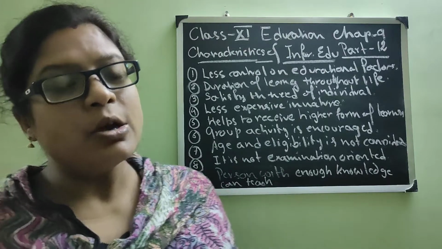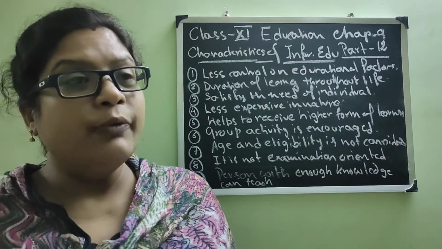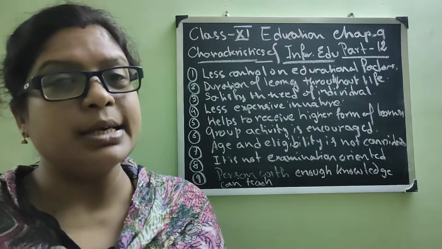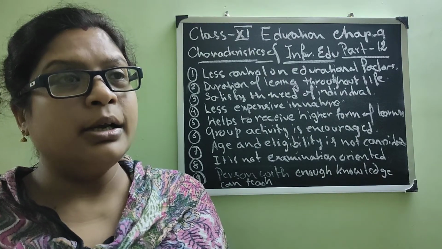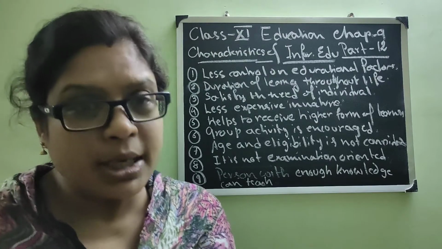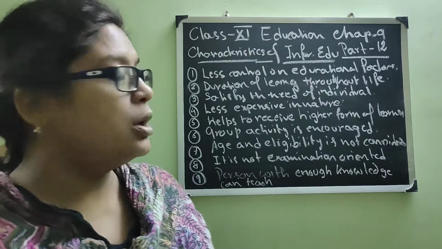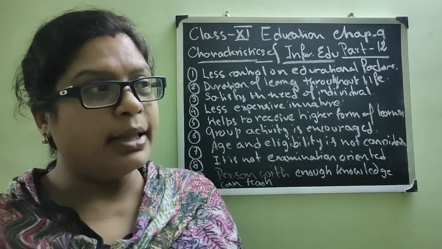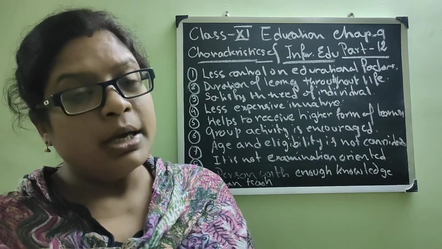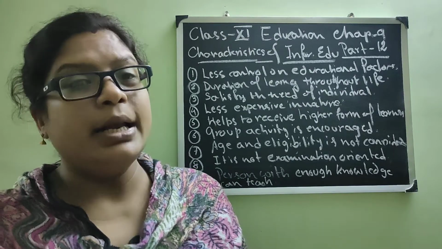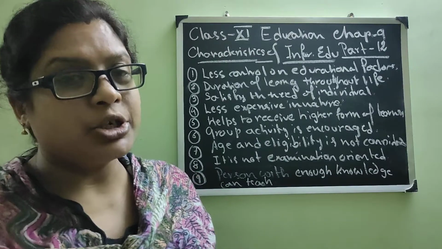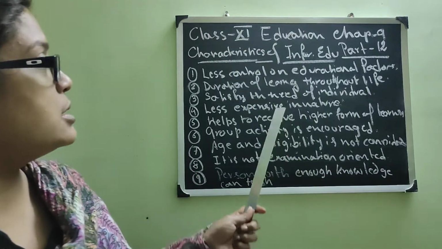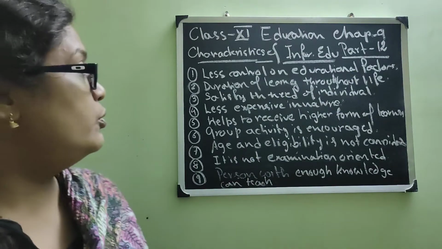And in case of informal education, we have seen that it is incidental in nature and suddenly it is occurring, the learning takes place from experience. But in case of non-formal education, it is not like that. It is different from incidental education and it is a little bit organized. So today we will start with the discussion of the characteristics of non-formal education.